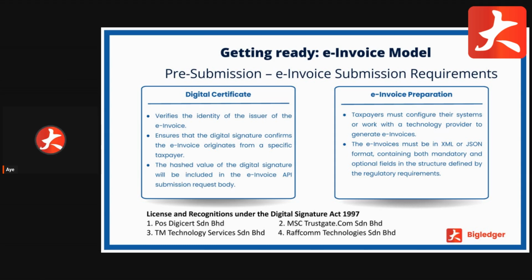The next part is e-invoice preparation. For the e-invoice preparation, the taxpayer must configure their system or work with a technology provider to generate the e-invoices. And the e-invoice must be in XML or JSON format. And also containing both mandatory and optional fields in the structure defined by the regulatory requirements. So before your e-invoice submission, you must look into these two parts.